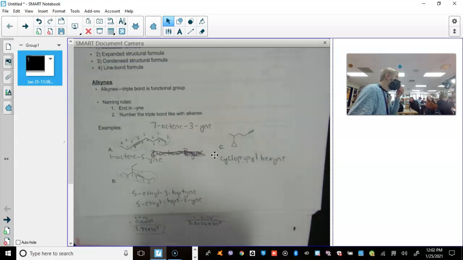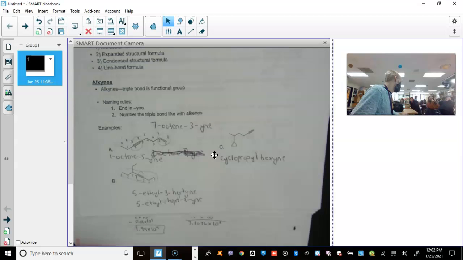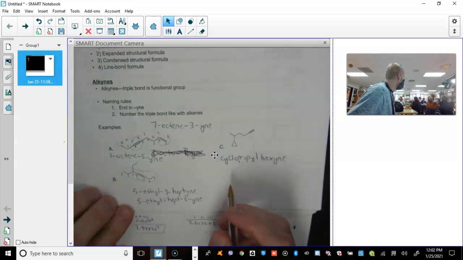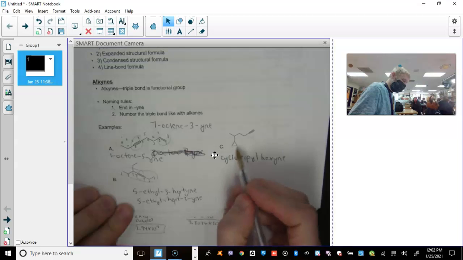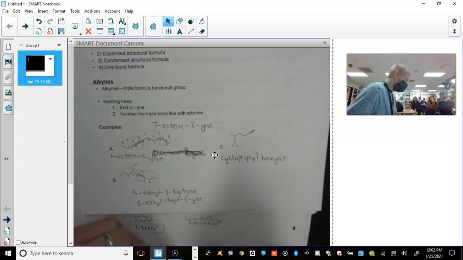So when you're figuring out what the longest chain is, why don't you go down and count the cycle? That's a good question. Why don't you count that? Because that would make it much more confusing. And they haven't, because in 1919, a group of chemists got together. Yeah. And so you want the triple bond to be the smallest number, right?